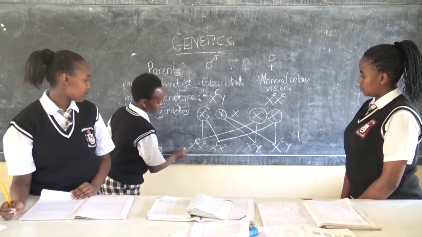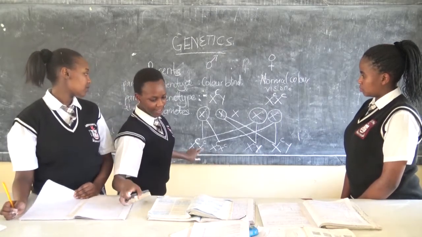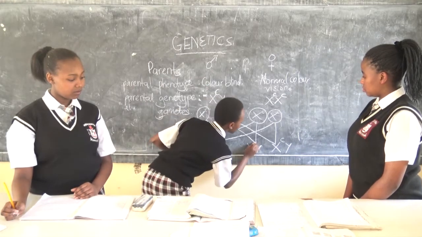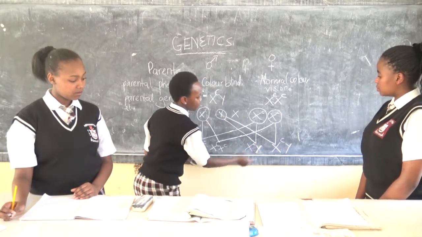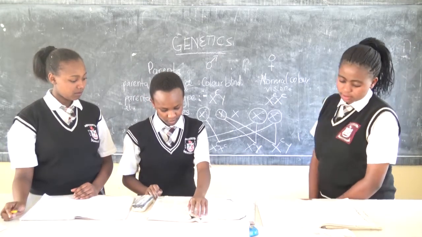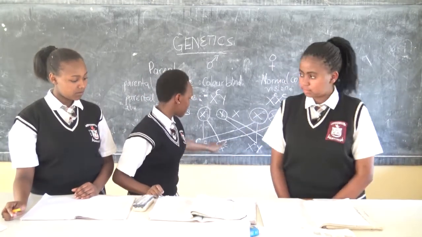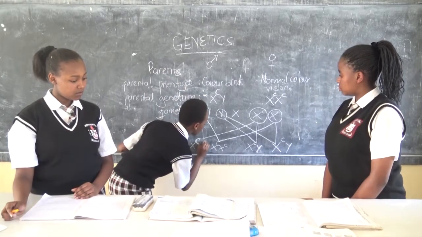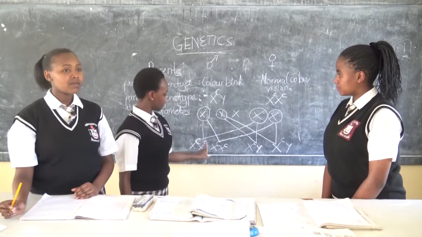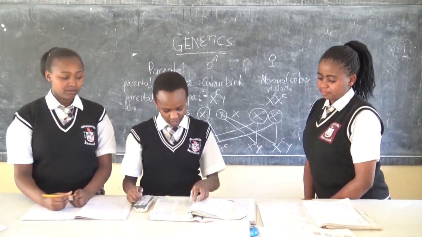As you can see, we have the females, the girls with normal color vision, and the males, the boys, with the small c. The female has the small c's as illustrated.